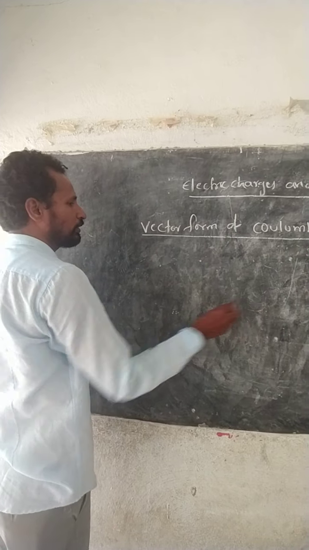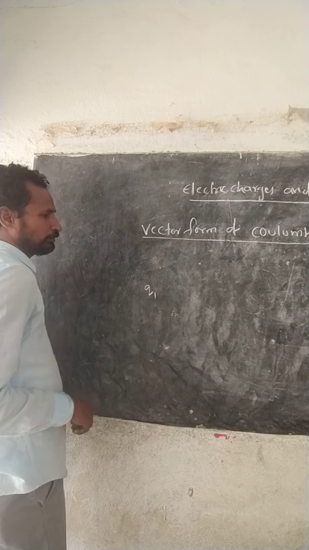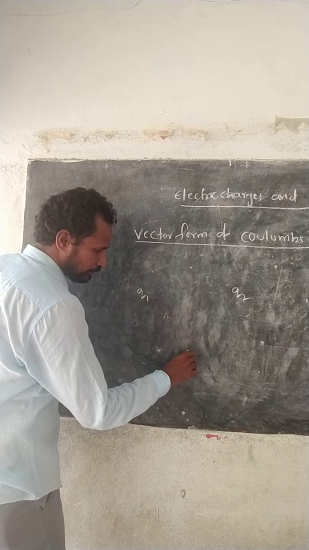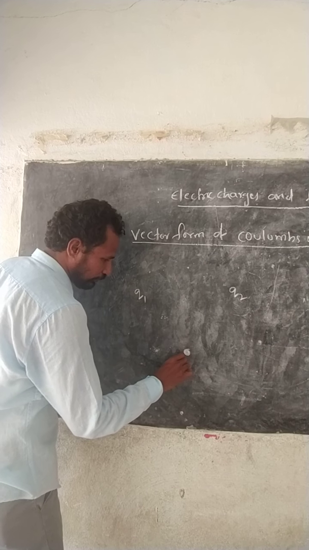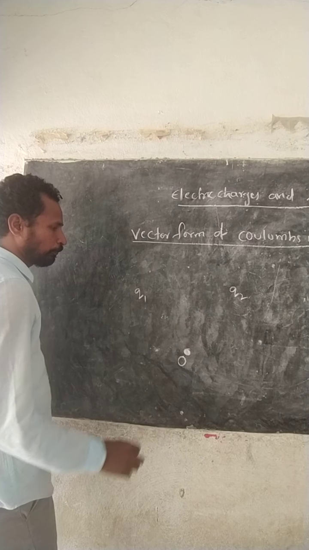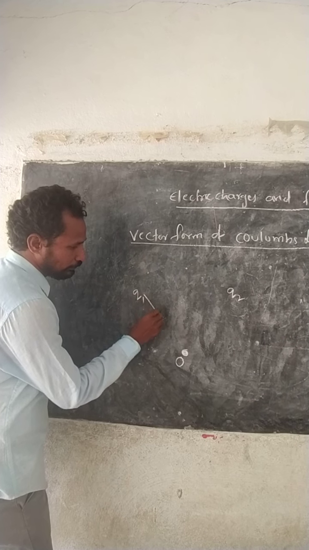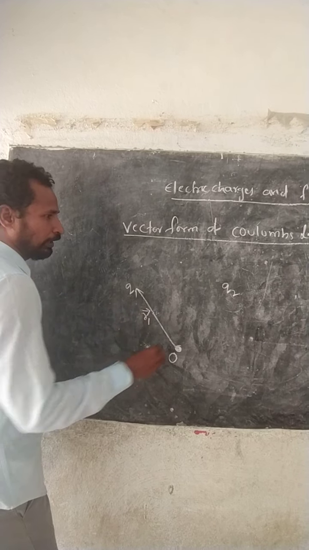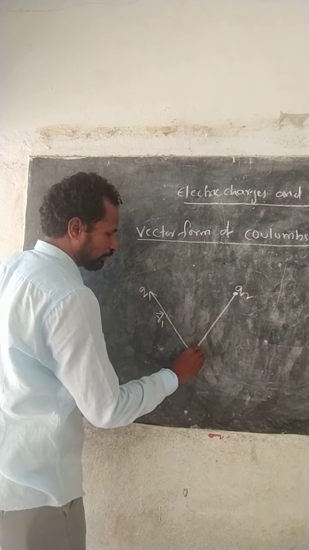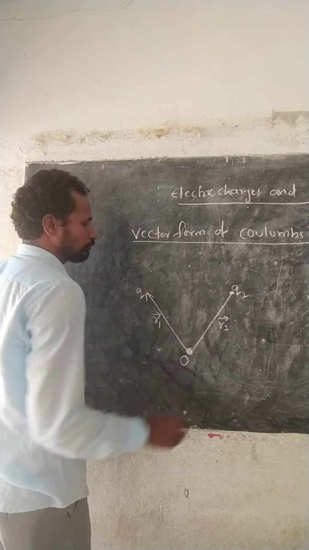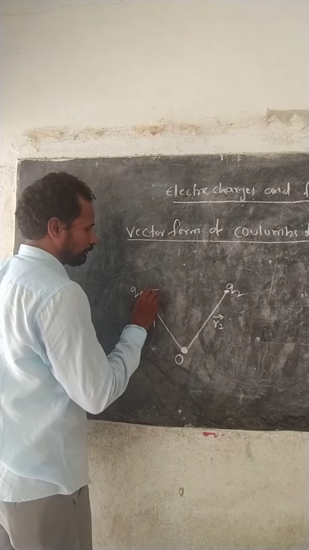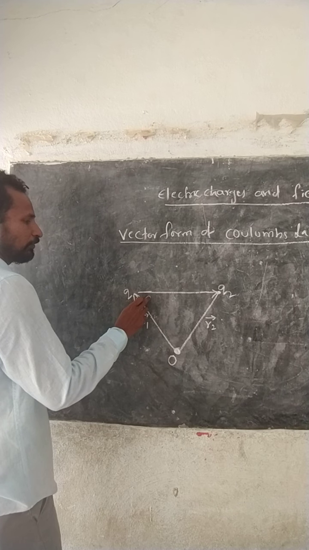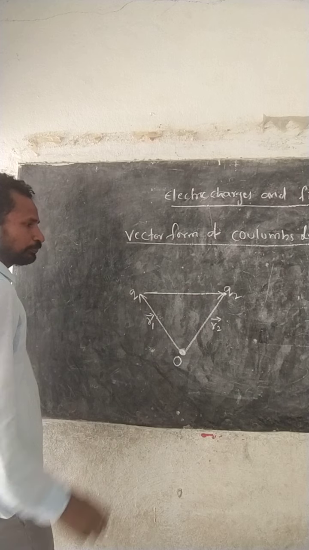Now take two point charges, Q1 and Q2, and their positions from the origin. Take this point as the origin O. Q1's position vector, take it as R1, and Q2's position vector is R2, and this is the position vector between Q1 and Q2.